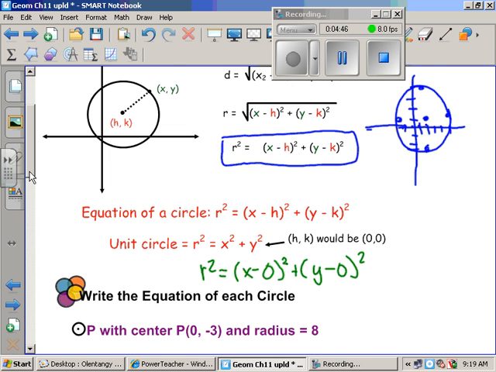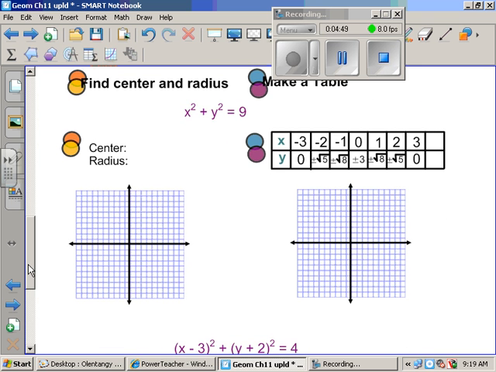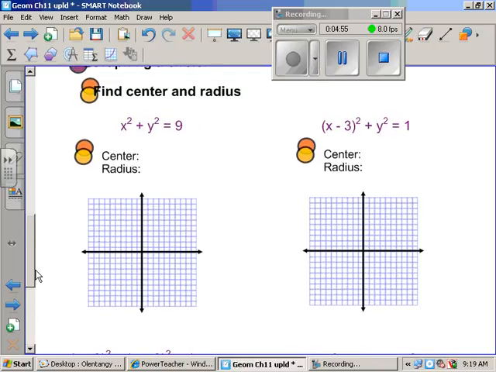Okay. All right, so let's practice finding the center and the radius. First of all, what would the center be for that one? 0, 0. Right? Because this is x minus 0 squared, y minus 0 squared, but we don't write it. Okay? And what would the radius be? Here's my equation. X squared plus y squared equals 9. 9 is equal to what? Radius squared. So the radius is 3. Good.